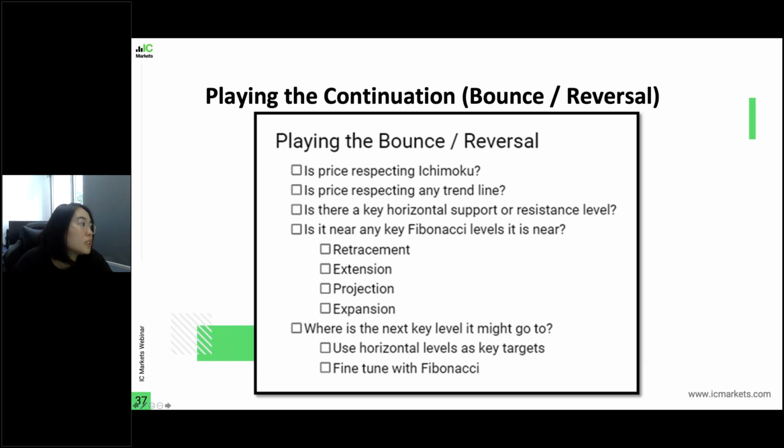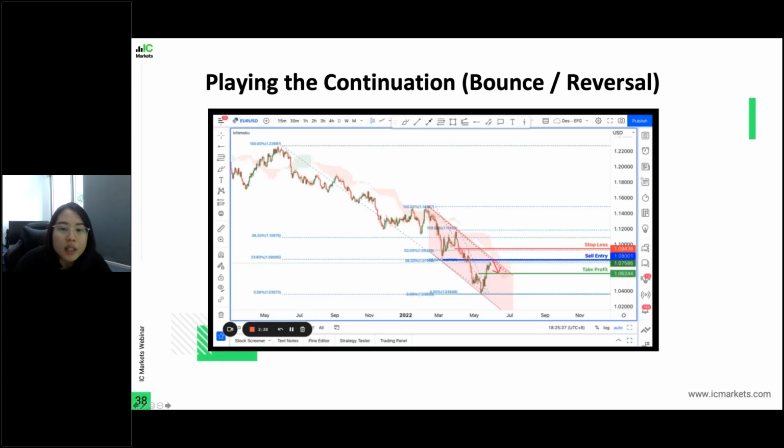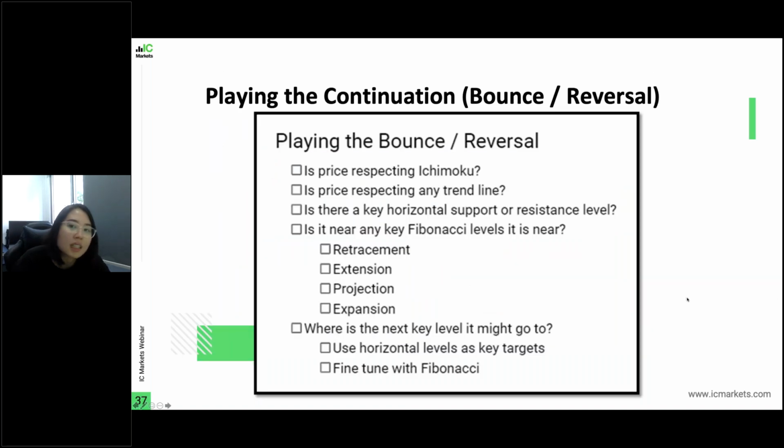Okay, so this is a checklist that you can use to find your setups. Playing the continuation. Actually, I don't have a pen, so I cannot really add onto this checklist, but it's okay. One thing I've added onto my checklist, after many occasions of trading, I realized that it's very important. After I'm done looking for my setup, I will then ask myself, what is the risk to reward?